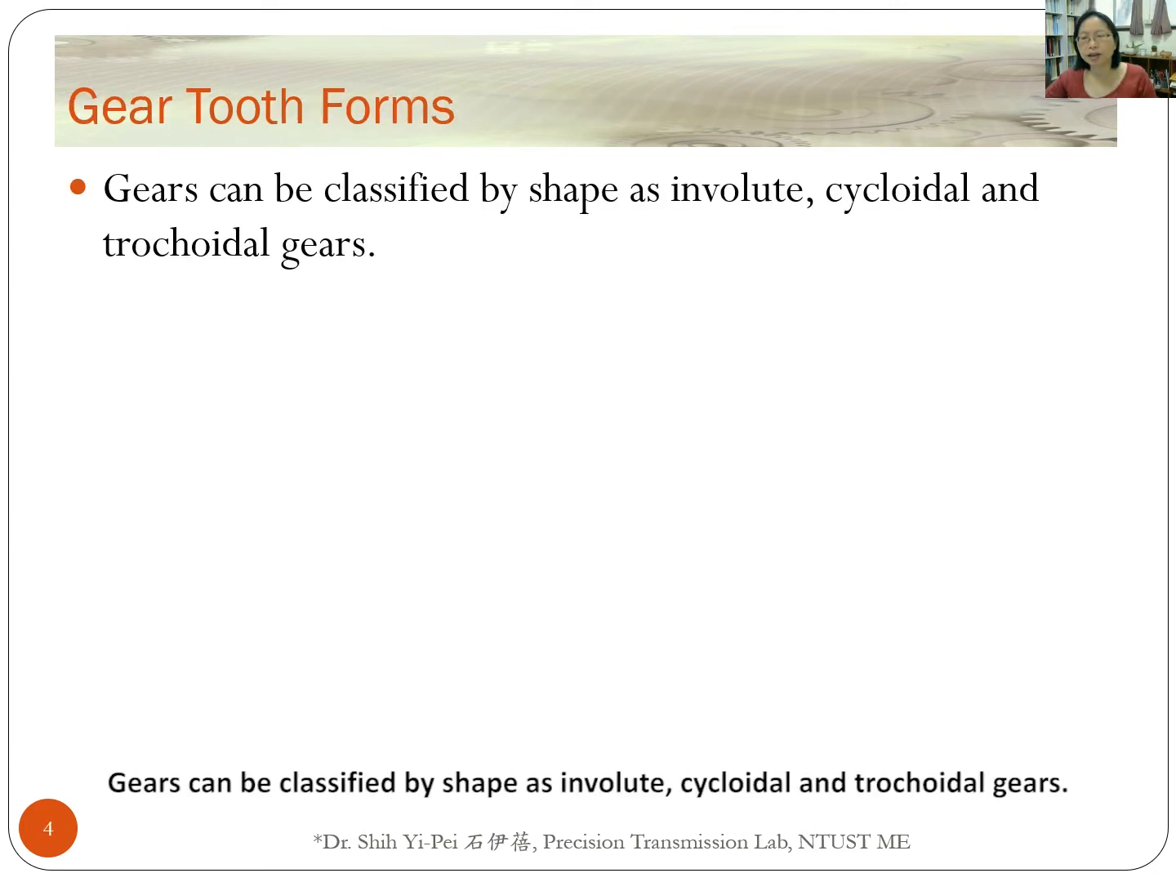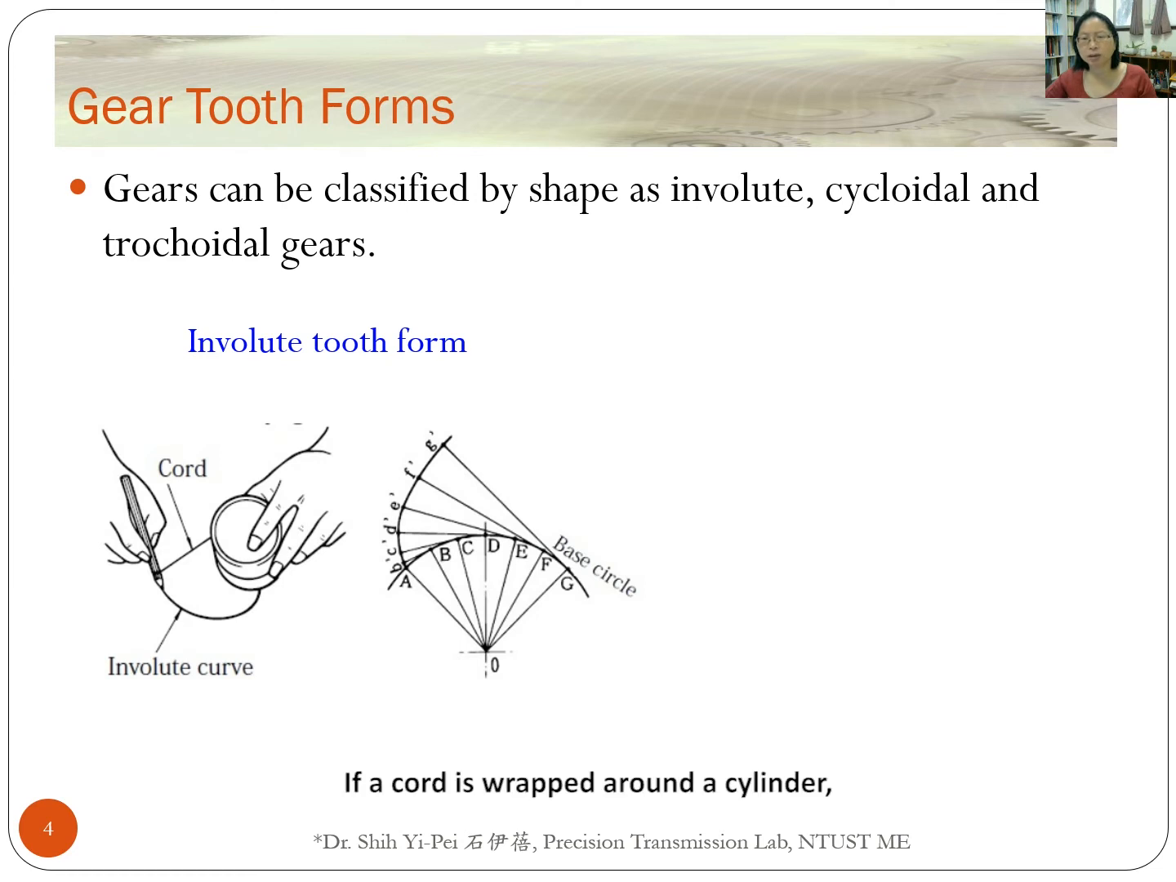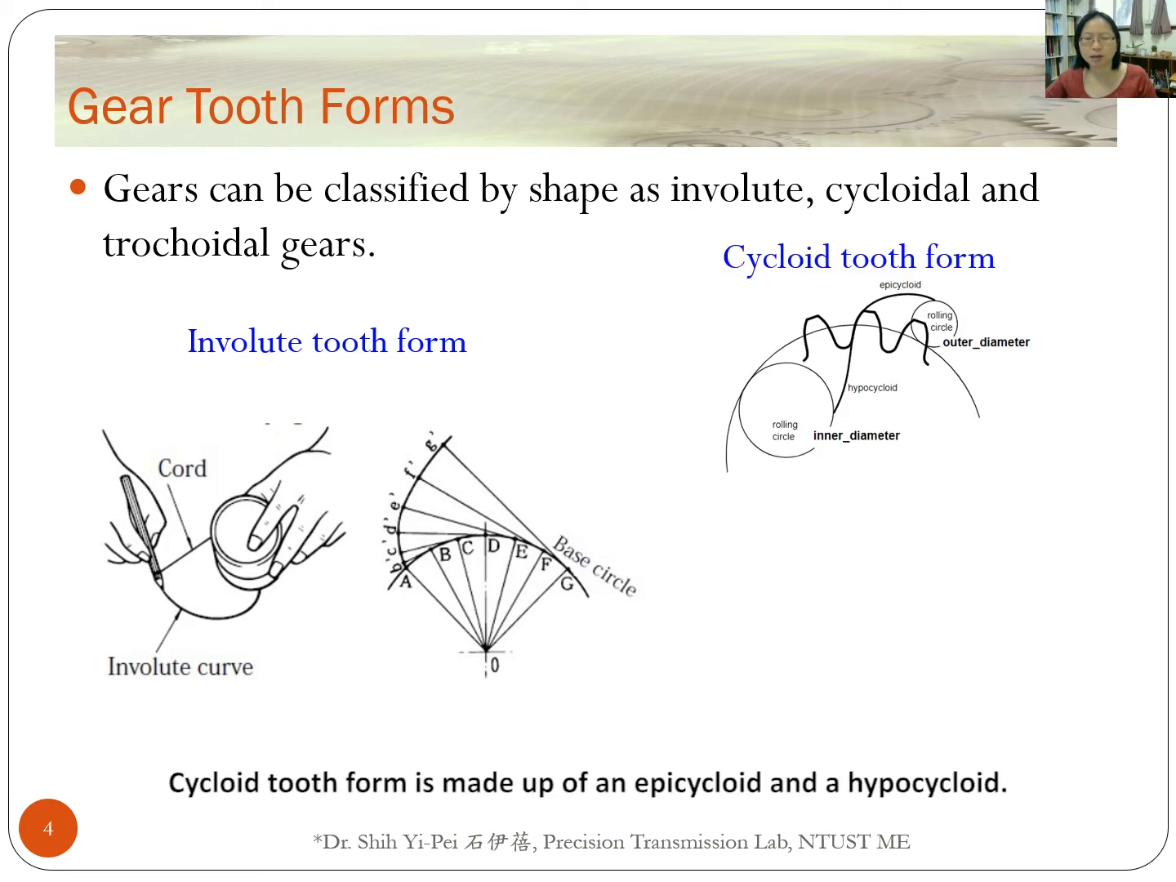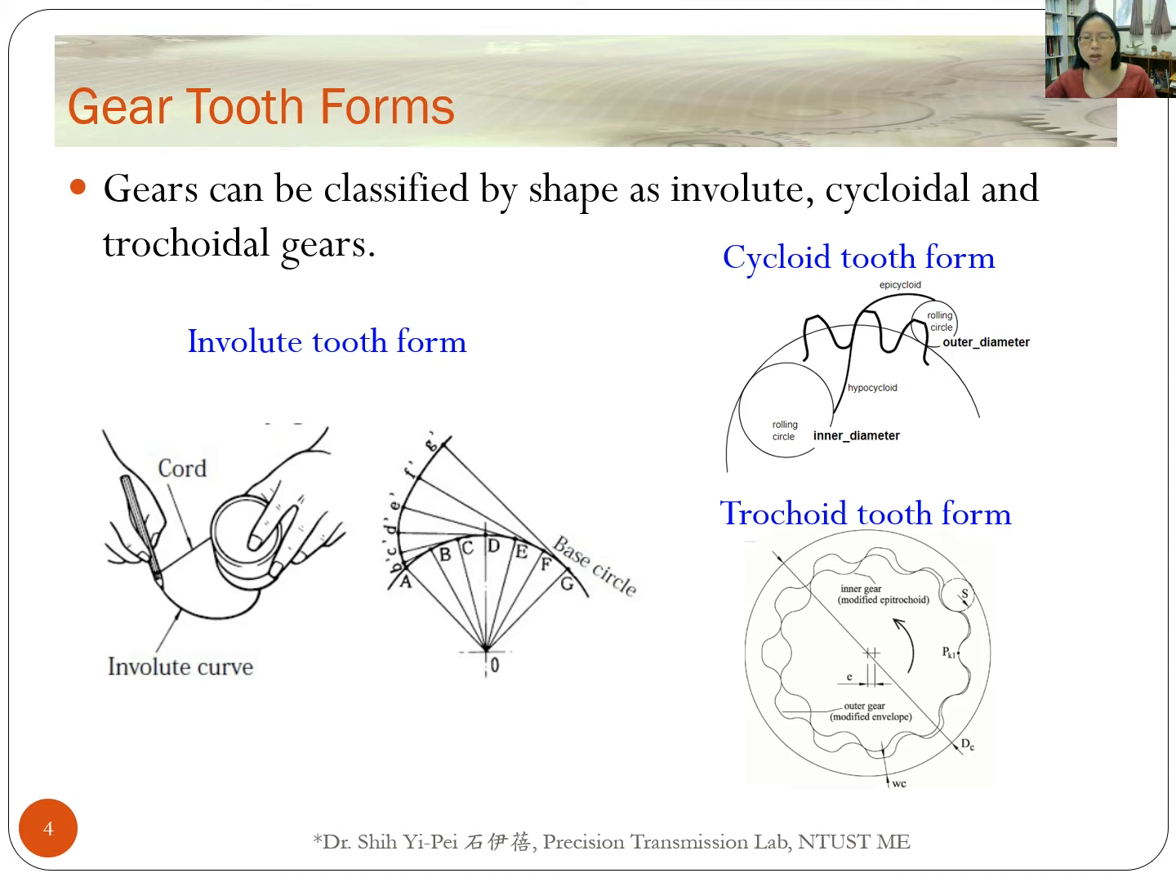Gears can be classified by shape as involute, cycloidal, and trochoidal gears. If a cord is wrapped around a cylinder, as shown in this figure, a point on the cord, as it is unwrapped from the cylinder, traces a curve called an involute. The circle from which the cord is unwrapped is called the base circle. Cycloid tooth form is made up of an epicycloid and a hypocycloid. Trochoid tooth form is generated by a circle.